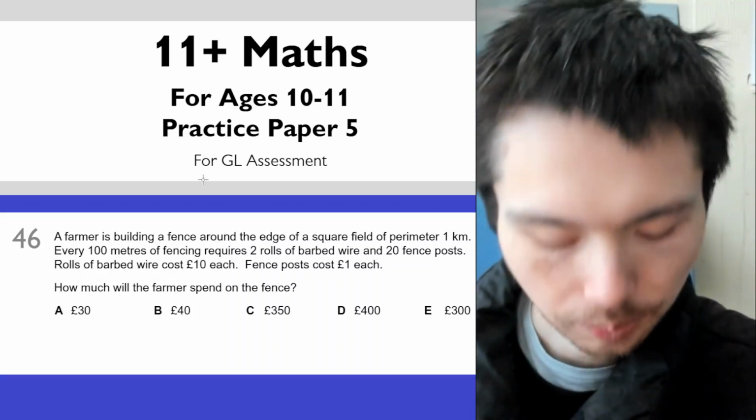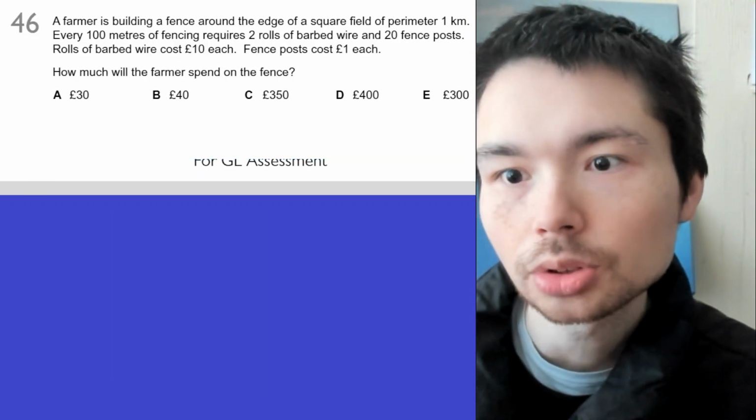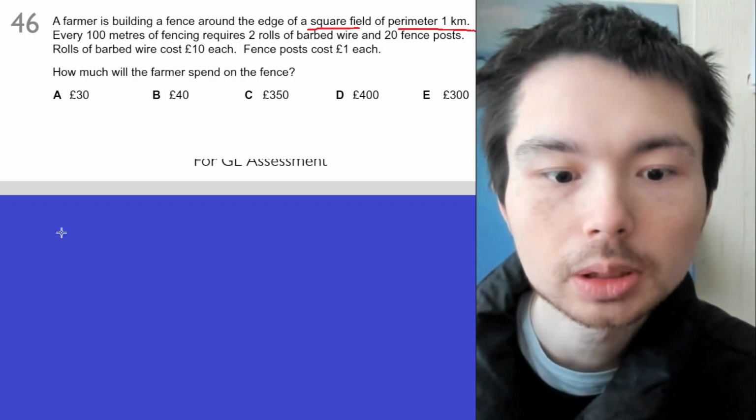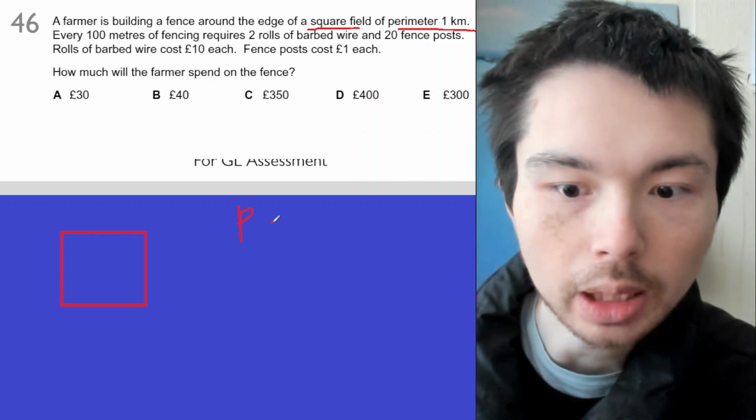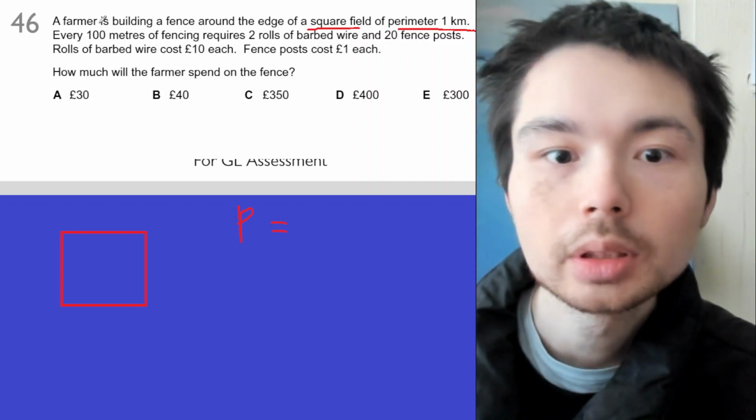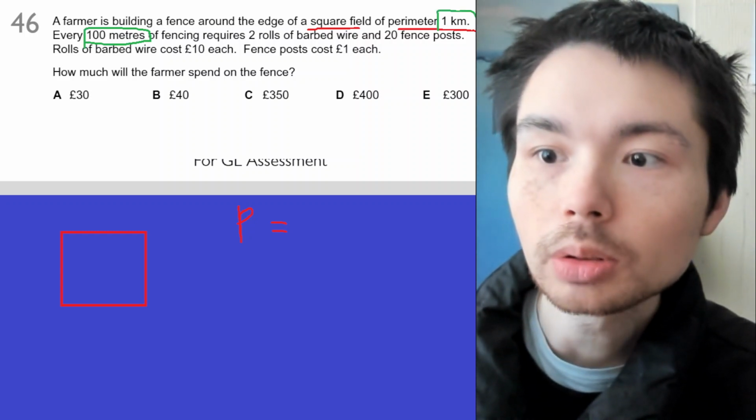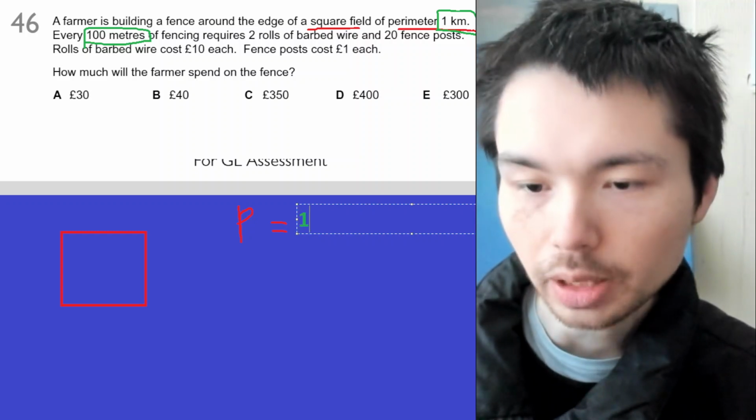A farmer is building a fence around a square field of perimeter 1 kilometer. Draw that. So they're really telling you all the way round it will be 1 kilometer. Every 100 meters you look ahead. In maths, we want the numbers to match up. 1 kilometer is the same as 1,000 meters.